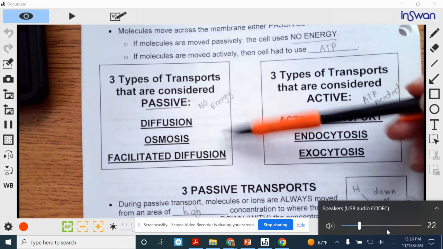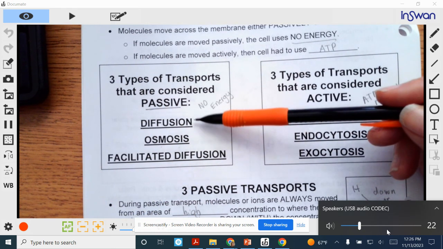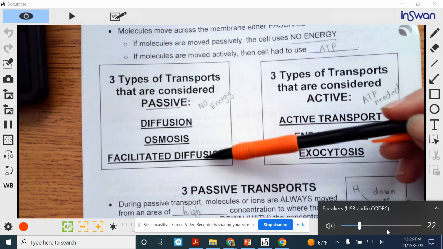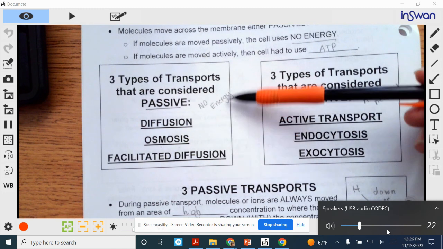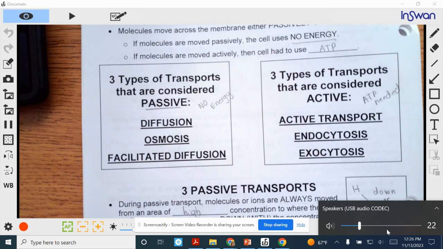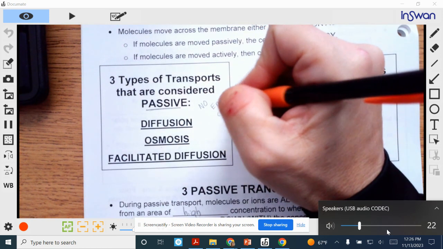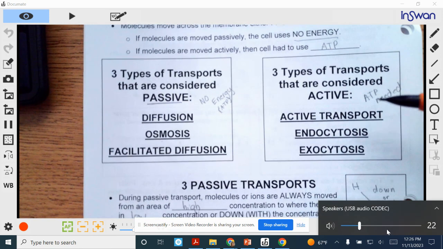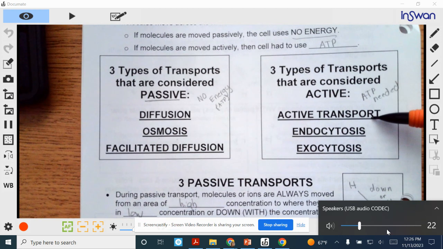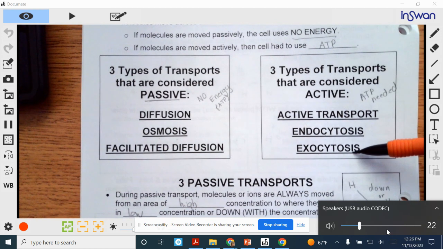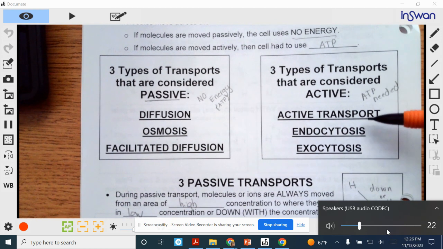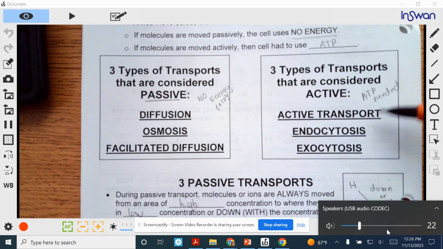And what that means is if a cell is moving molecules by diffusion or osmosis or facilitated diffusion, it's not going to cost a cell any energy. So no energy, no ATP will be used in those 3 processes. Now, if we see active transport is taking place, or endocytosis or exocytosis, then those will cost the cell some energy. So they're considered active.